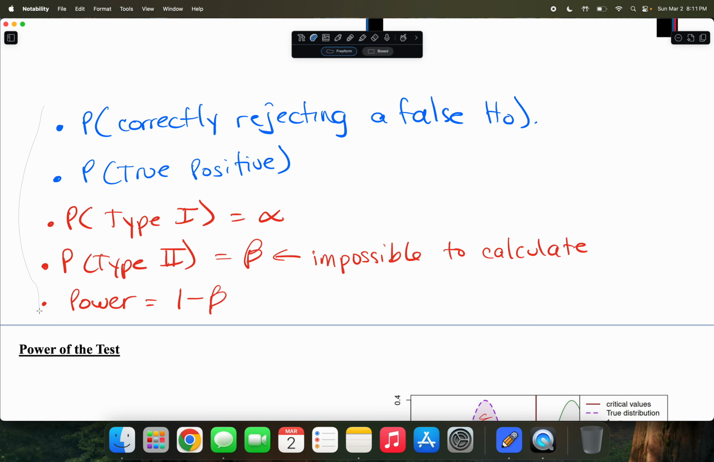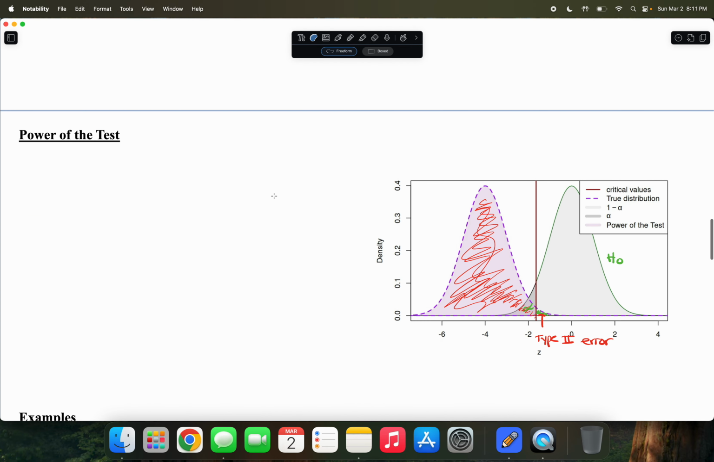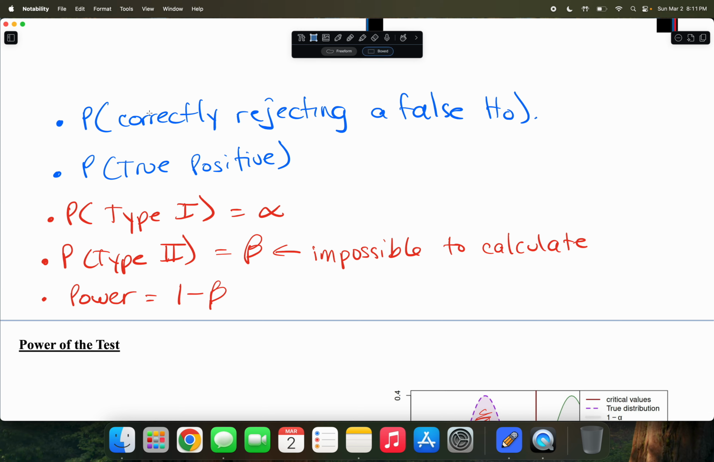The last thing is something called the power of the test. And so the power of the test is the probability of correctly rejecting a false null hypothesis.